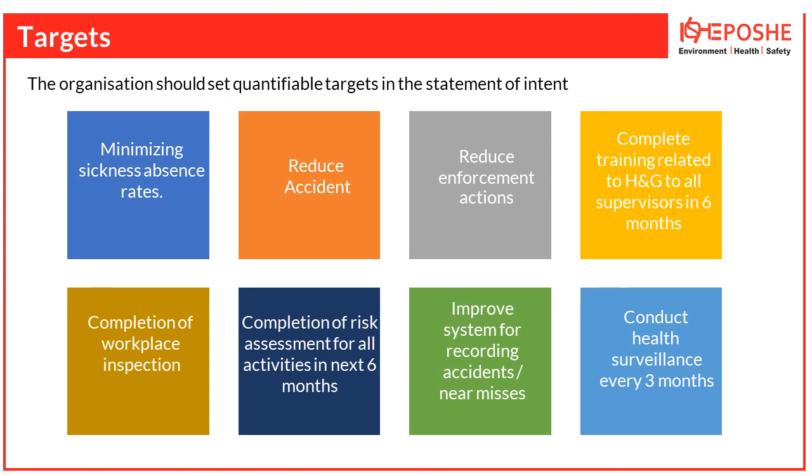Reducing sickness absence rates. Reduction in number of accidents, incidents, ill health. Reduction in enforcement actions. Completing the training related to health and safety to all the supervisors and managers in the next 6 months. Completion of workplace inspections. Completion of workplace risk assessments covering all the activities in the next 8 months. Improve the system for recording near misses and accidents. Conducting regular health surveillance to the workers once in every 3 months. Improving the safety culture within the organization by involving workers through consultation in decision-making process.